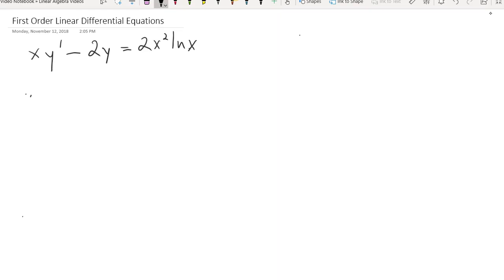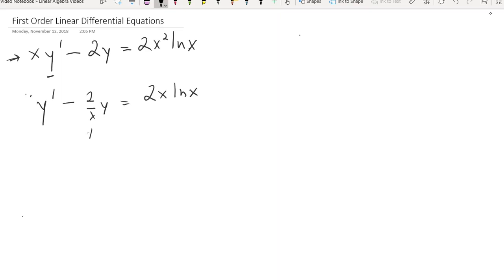So the first thing that I'm going to do is divide through this entire function here by x, okay? And that's to get the coefficient in front of y prime to be a 1. So this is going to now be y prime minus 2 over x y equals 2x ln x. Okay, now a couple of things that I want to notice.